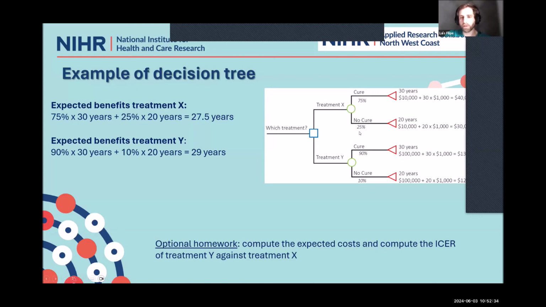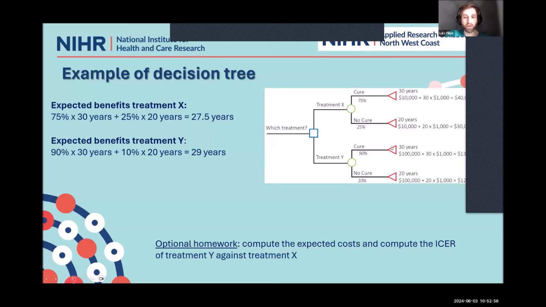So no cure with the 25% probability, you multiply by 20 years, which is the second case, and you get the expected life years that someone should expect to live with treatment X, of course, on average. Okay, you can do the same for treatment Y.